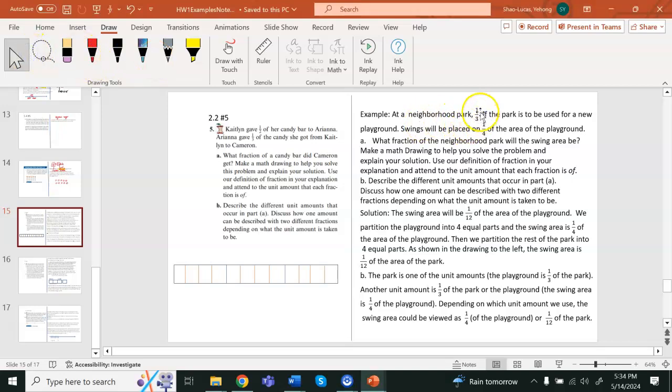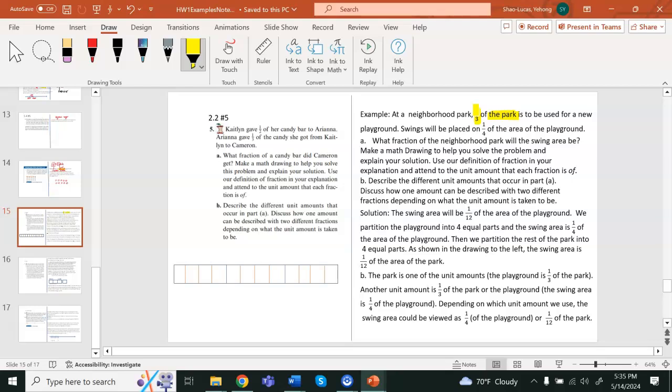At a neighborhood park, 1/3 of the park is to be used for a new playground. Whenever we see a fraction, we need to pay attention to the whole of this fraction. So we have a fraction 1/3. The whole is right after the word "of": the entire park. So for the fraction 1/3, the whole is the park.